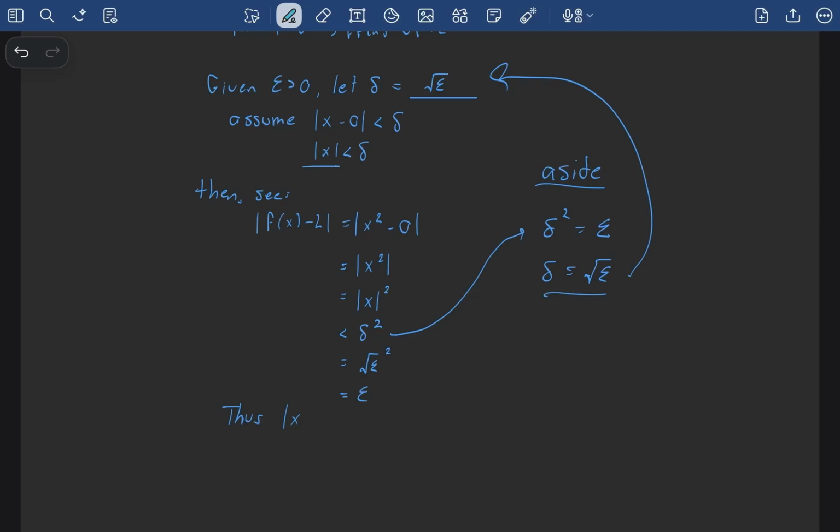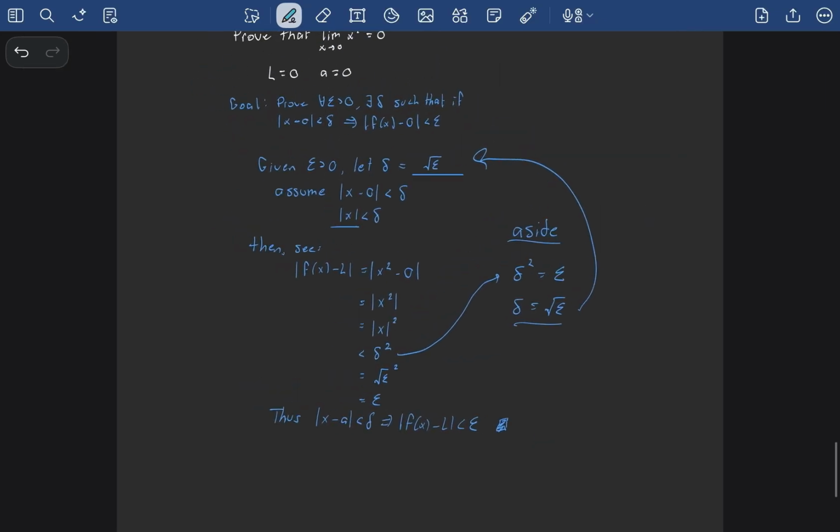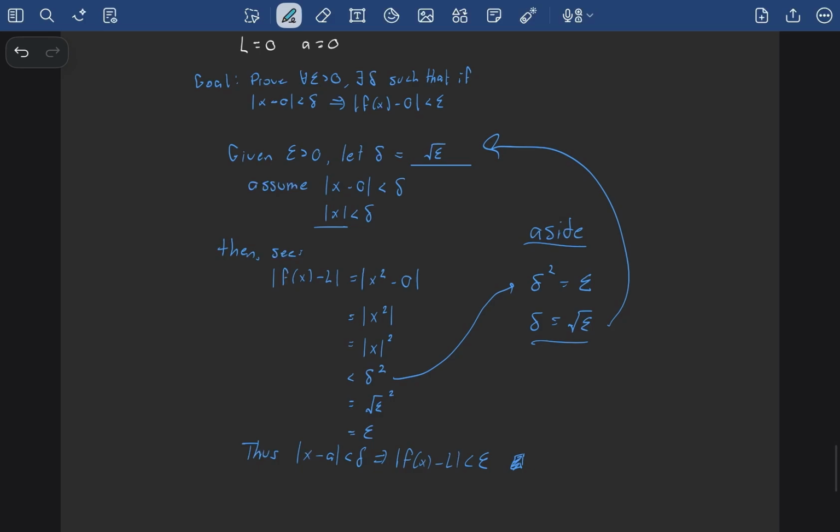Thus we have that |x - a| < delta implies the absolute value of f(x) - L < epsilon. So it's proven, and you're done. We'll do another harder example after this as well. But now we're just getting into some of the tactics you can use to prove these. It's the same thing every time. You're going to get harder and harder functions.